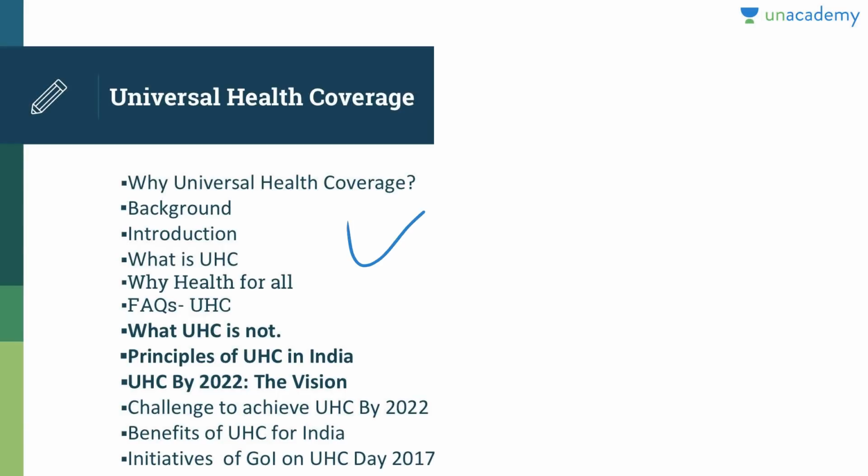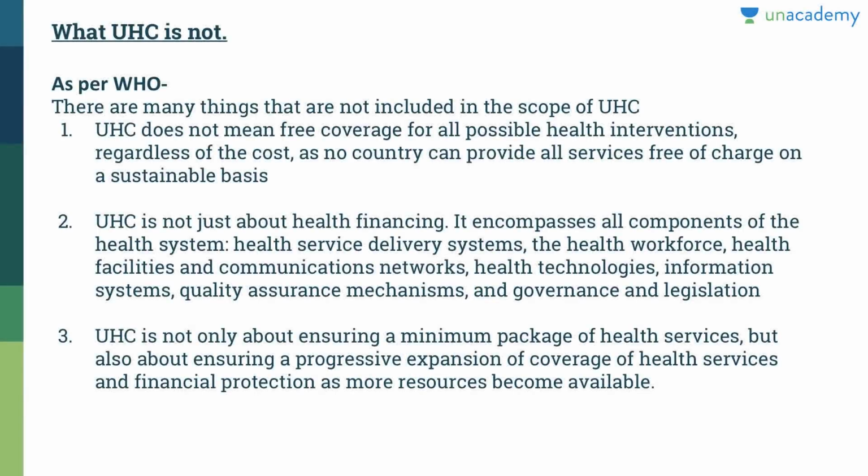Now let us see what universal health coverage is not, so basically by definition what it is not. Then the principles of universal health coverage in India, and how India is planning to achieve universal health coverage by 2022, which is the vision. If you read the economic survey also, it talks about universal health coverage. So it becomes very important and pertinent for us to understand these principles and how we are going to achieve it in the next 4 years. Also, 2018 is already starting.